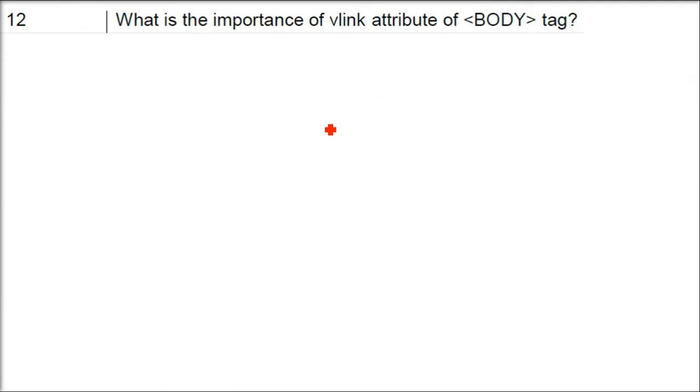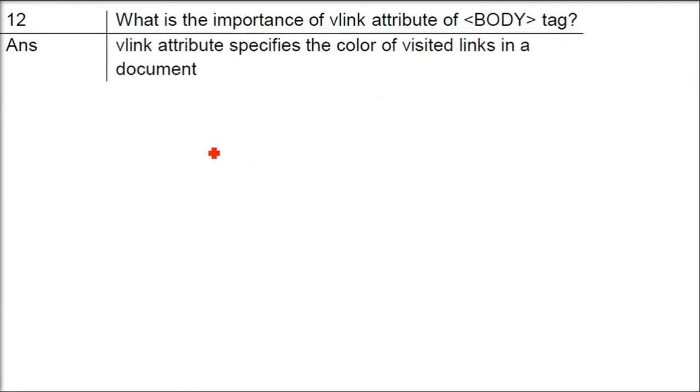What is the importance of the vlink attribute of a body tag? First let me tell you about the body tag. There are three types of link. Basically a web page is all about links only. The first is link, the second is alink, and the third one is vlink. Link, alink and vlink.